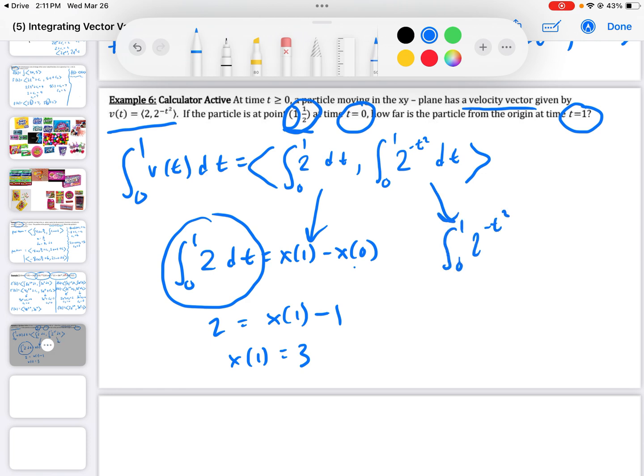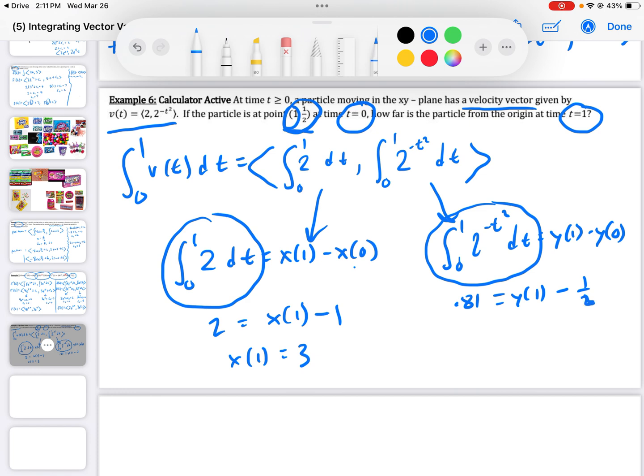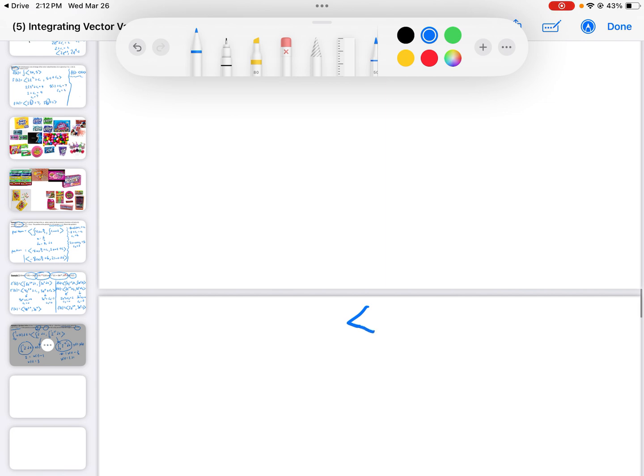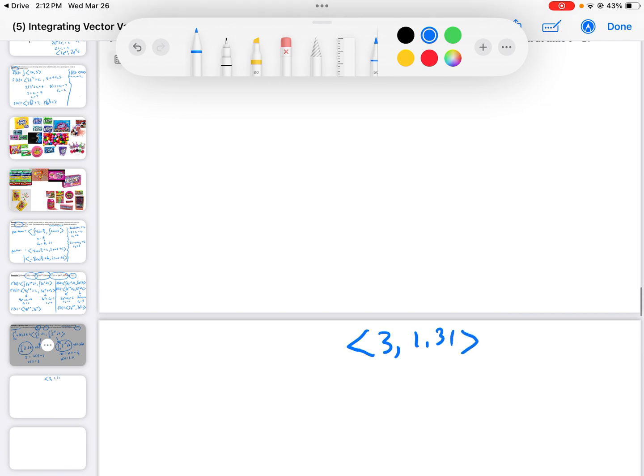Okay. The y component, this is why this one's calculator active. The y at 1 minus the y at 0, the y position. So this is done in the calculator, 0.81. And we don't know what y at 1 is, but I know y of 0 is 1/2. That's the y position. So y of 1 is equal to 1.31. All right, so the position, are you curious? Position would be 3, 1.31, I think.